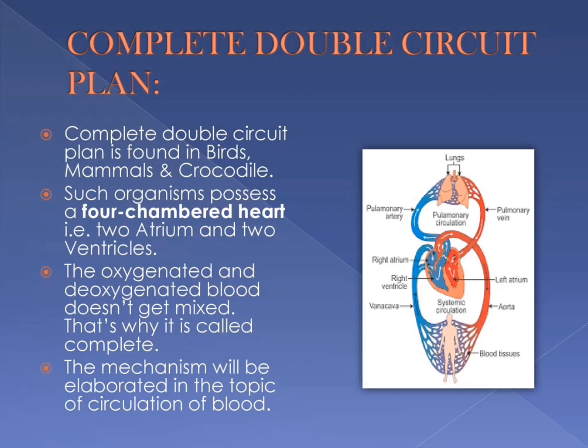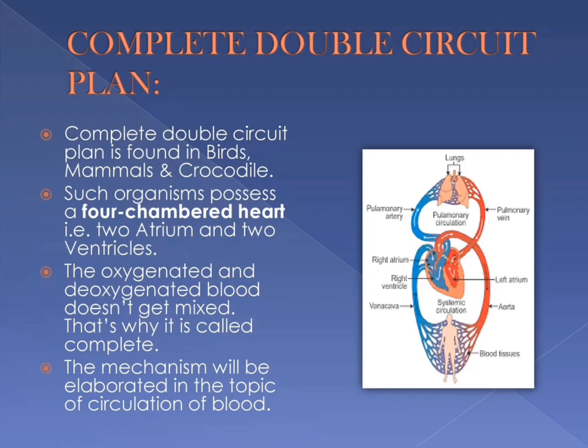Complete double circulation. In complete double circulation, the heart is four-chambered. The four-chambered heart is a type of heart found in mammals and birds. It consists of two atria and two ventricles. Blood circulation in the four-chambered heart is a complex process that involves the pumping of oxygenated blood and deoxygenated blood to and from different parts of the body.